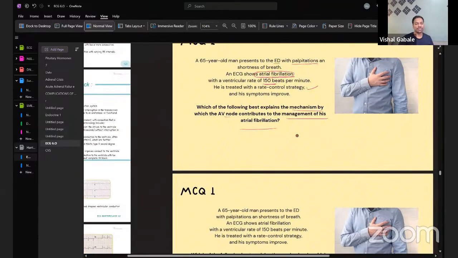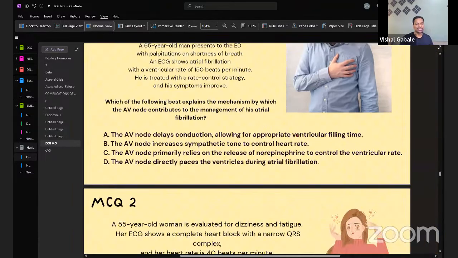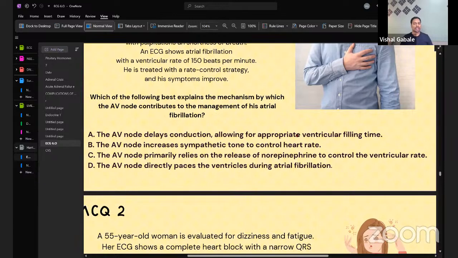So, don't worry, I'm not going to scare you with this difficult question. All right. So, just here quickly you can go through. What exactly will the AV node do? Anybody? Exactly. Yes, that is the answer. AV node delays the conduction, allowing the appropriate ventricular filling time, and that's going to help the patient to pump the blood.